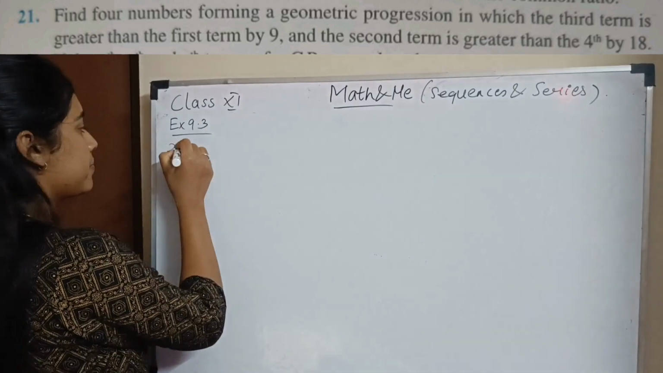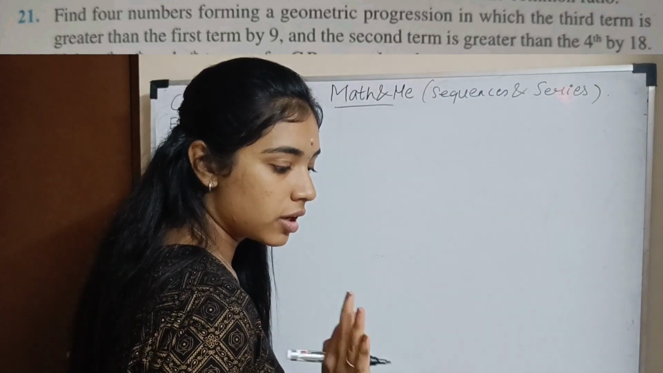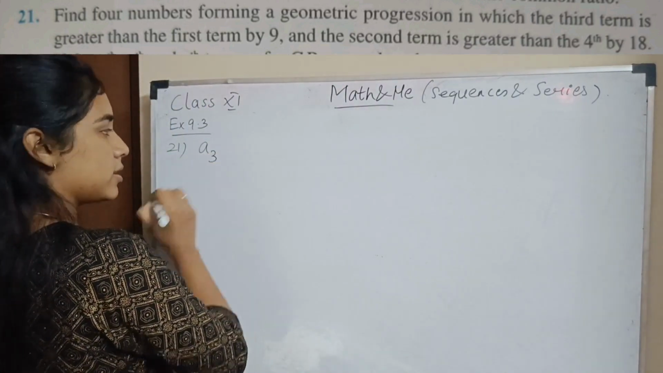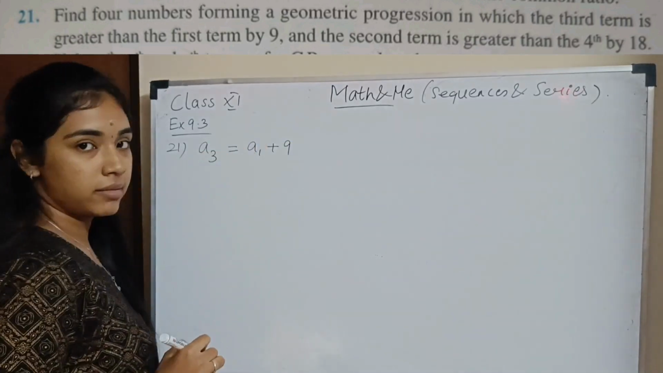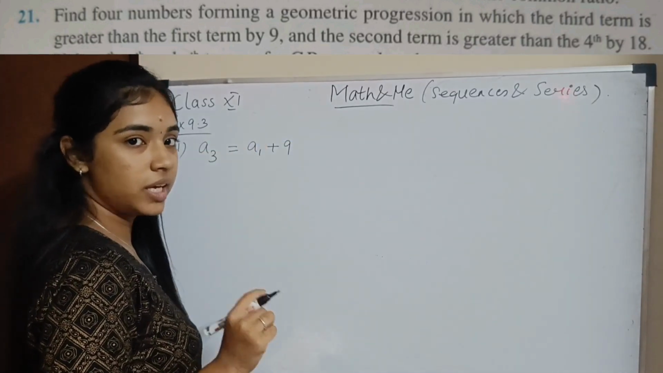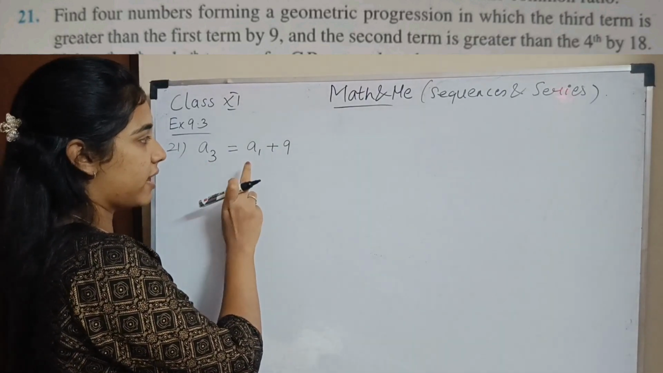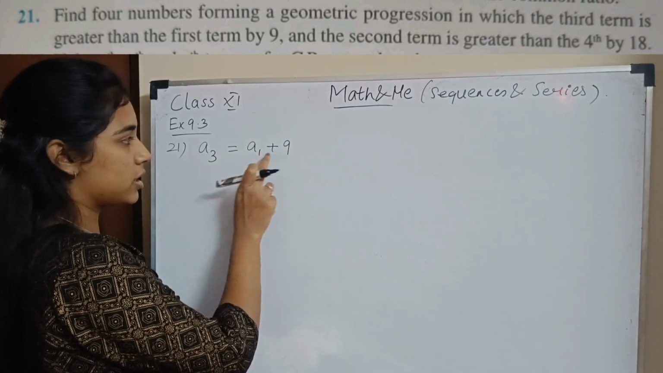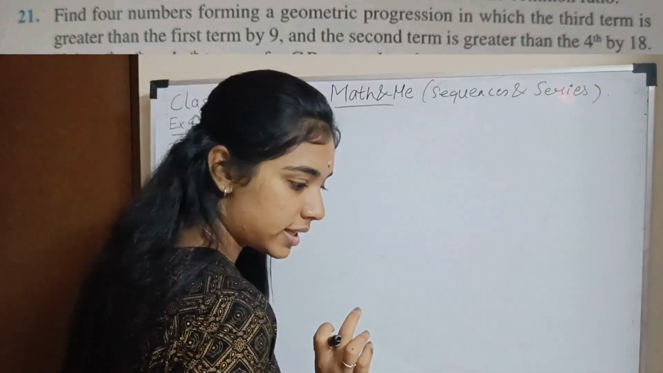Question number 21. Find 4 numbers forming a geometric progression in which the third term is greater than the first term by 9. You need to know how to form the equation. The third term is greater than the first term by 9. That is one equation.